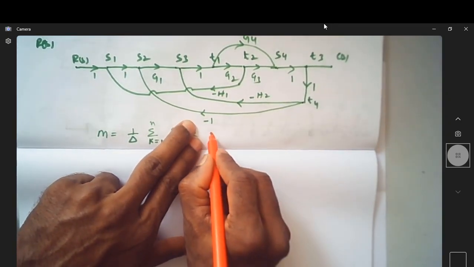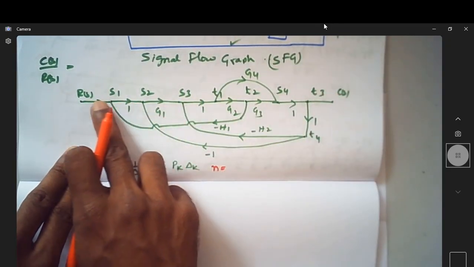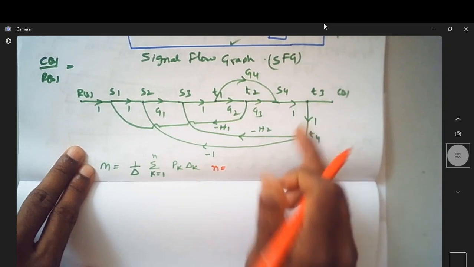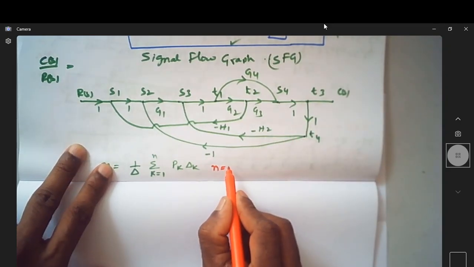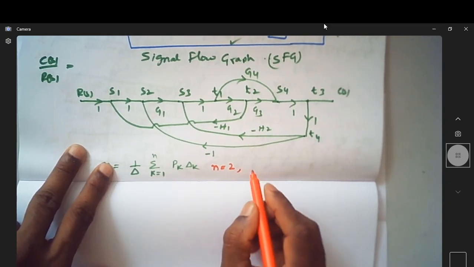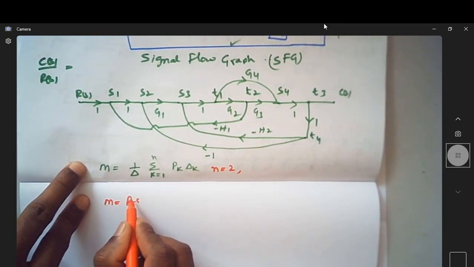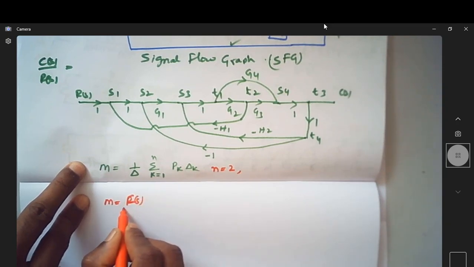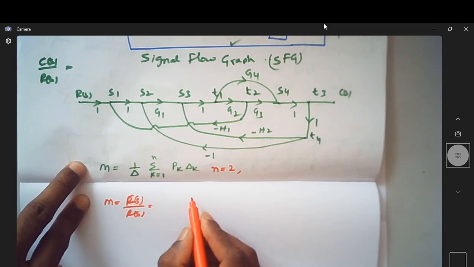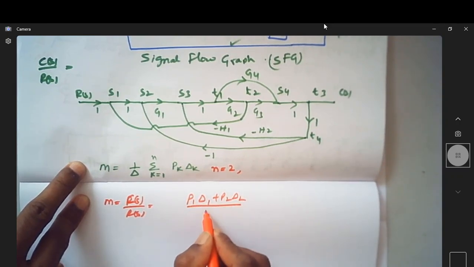So now in this case n is equal to 2. You have one forward path and there is a second forward path. So there are two forward paths. Then this M, which is nothing but RCFS by RFS, will be P1 delta 1 plus P2 delta 2 by delta.